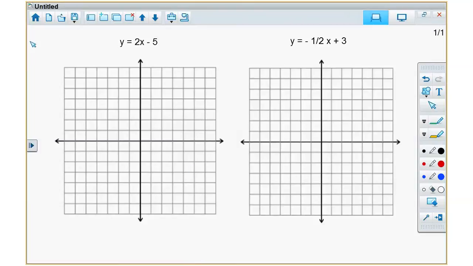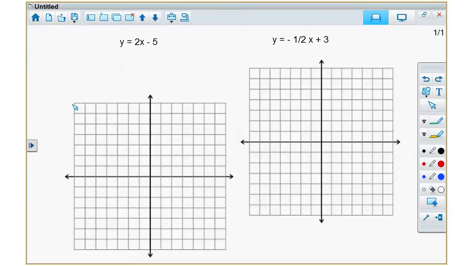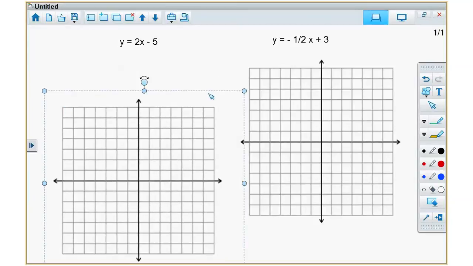I'm supposed to be impressed with my little grids up here that I found. I just got it offline. You can go online and print these off and make copies where you don't have to draw a bunch of graphs.